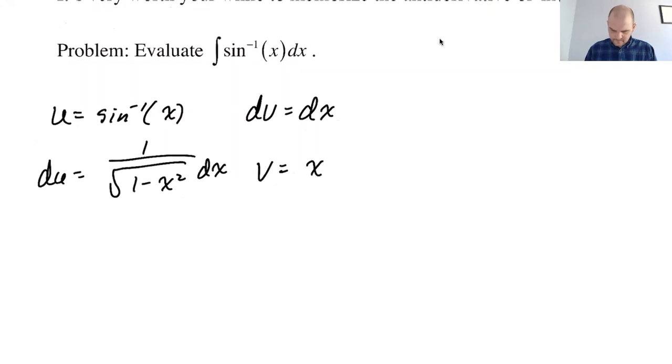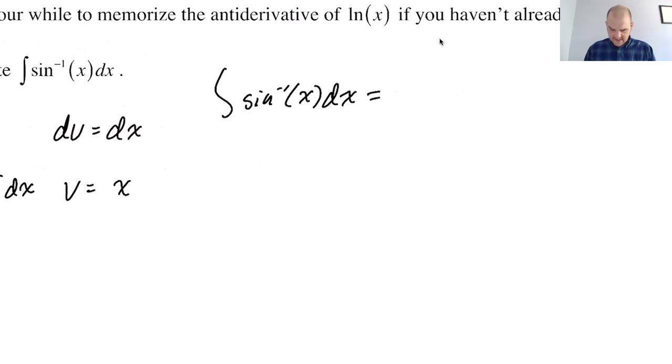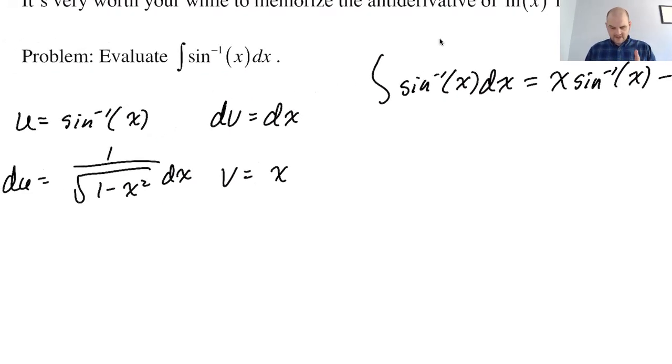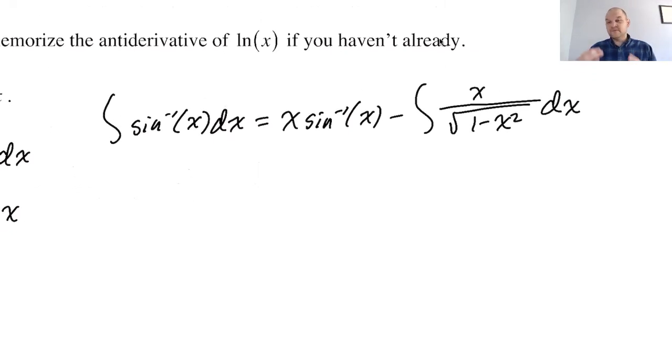Okay. So the integral of sine inverse, or arcsine, depending on how you want to say it, is going to be u times v, so x sine inverse, and then minus the integral of v du, which is x times 1 over root 1 minus x squared dx. So let's write that as x over radical 1 minus x squared dx. Okay, so far so good. Now we just have to integrate this.